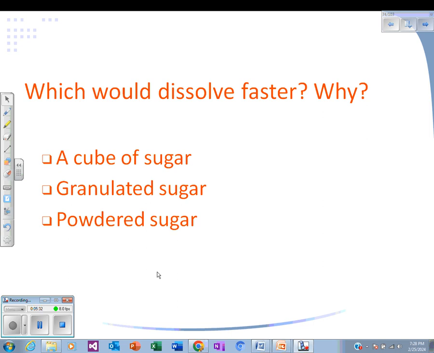Hopefully someone did say powdered sugar would dissolve faster. And if you had to put them in order, it would be the powdered sugar first, then the granulated sugar, and then the cube of sugar. But why would be the question?